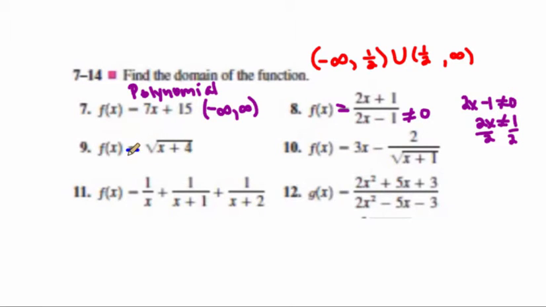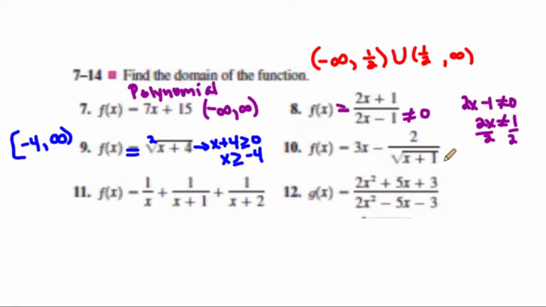Any even root, so this is a square root, but this could be a fourth root or any even root, you have to guarantee that the inside stuff is greater than or equal to 0. So that means greater than or equal to -4. So interval notation, -4 to infinity.